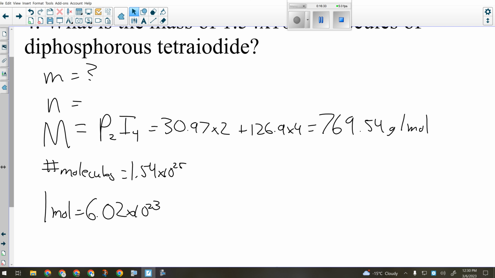You divide your final number by what you got. I am going to divide. Yeah, I'm going to take this number and I'm going to divide it by this number. That will get me n. Okay, because remember, number of moles is like number of dozen. If I told you I had 48 eggs, you divide 48 by 12 to tell me how many dozen. Okay, so I've got 1.54 times 10 to the 25 molecules. Okay, and in one mole, there are this many molecules.